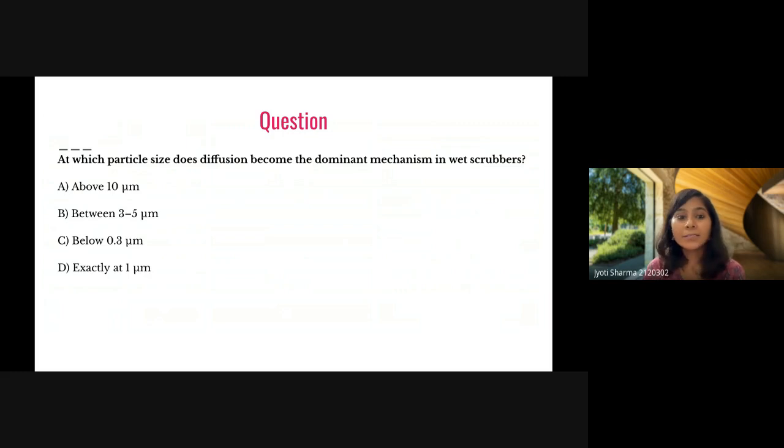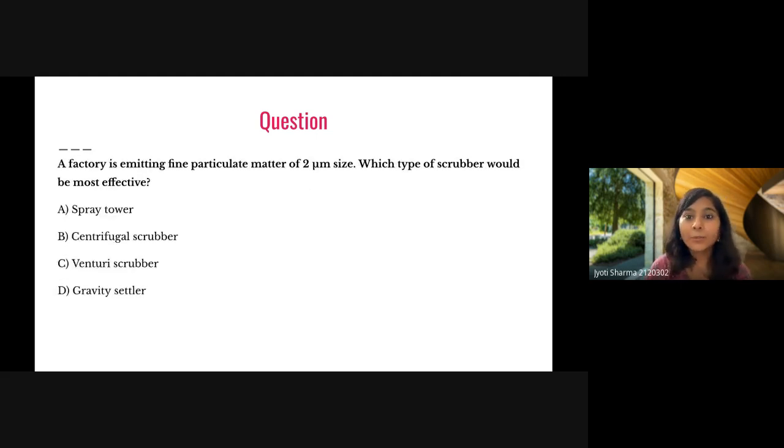At which particle size does diffusion become the dominant mechanism in a wet scrubber? Now we are talking about scrubbers, and as I told you, scrubbers are those which can remove both gas and particulate matter. And in a wet scrubber there is the diffusion mechanism, interception also works, and inertia also works. So both of you gave me the C answer, then yes, C is the right one.